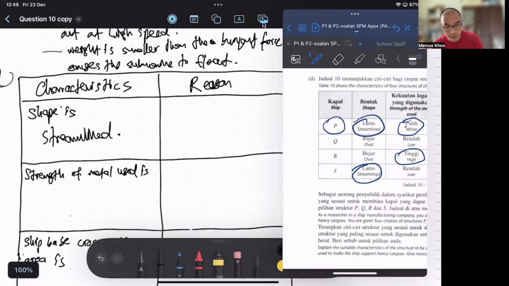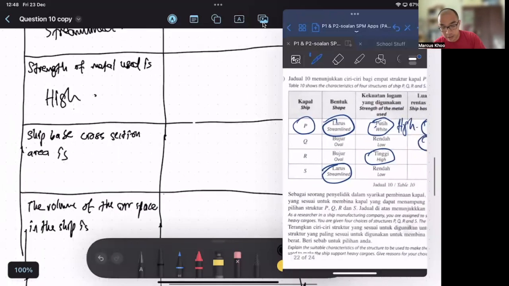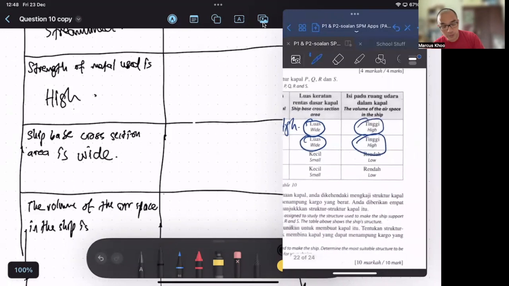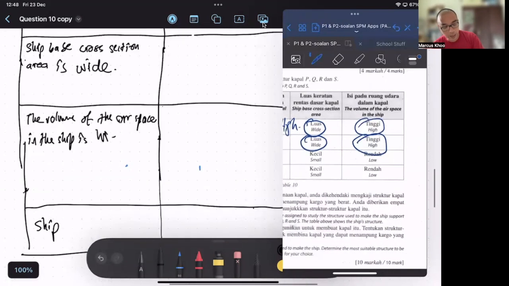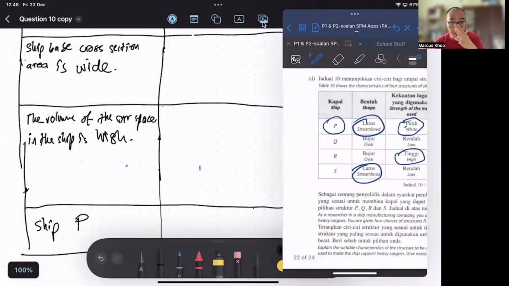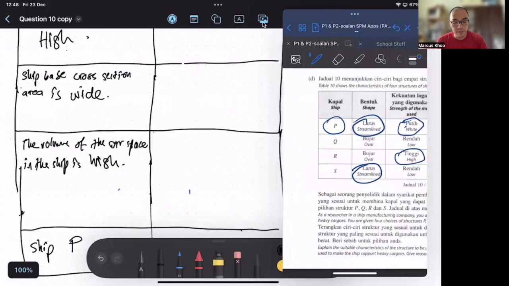Okay, the strength of the metal is high. The ship base cross-section area is wide. The volume of the airspace is high, and the ship that we want is ship P. Okay, now we fill in the reason.